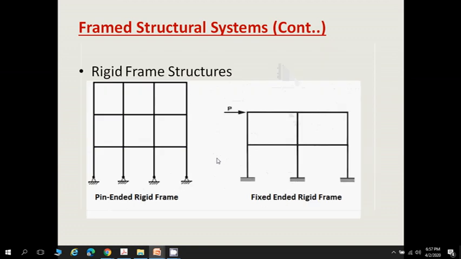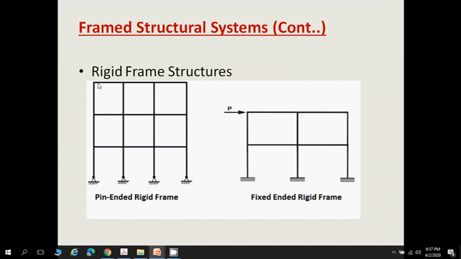Now I am talking about rigid frame structures, which are of two types. One is the pin-ended frame and another one is the fixed-ended rigid frame. So what are rigid frames? Rigid frames are structures in which, even after deflection, the angle between the beam and column remains the same.